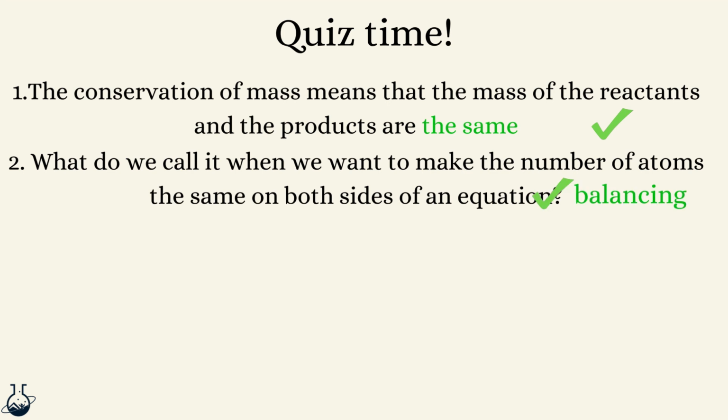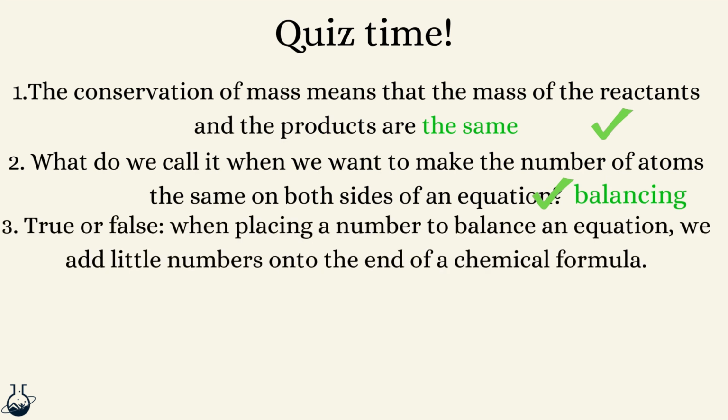Nice work! Question 3. True or false? When placing a number to balance an equation, we add little numbers onto the end of chemical formulae. This is false. You must never put numbers at the end. You must put the number at the beginning. Never mess with the little numbers when balancing equations.